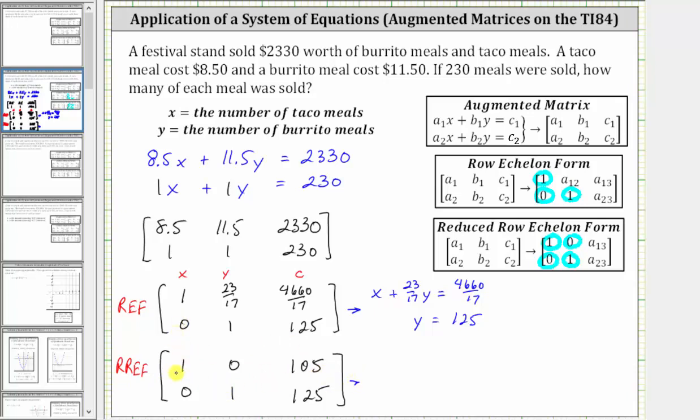The first row indicates that 1x plus 0y equals 105, or x equals 105. And the second row indicates that 0x plus 1y equals 125, or y equals 125. So notice how we already have the values for x and y that satisfy the system when we have the augmented matrix in reduced row echelon form. We now know 105 taco meals were sold and 125 burrito meals were sold. Let's write this out.